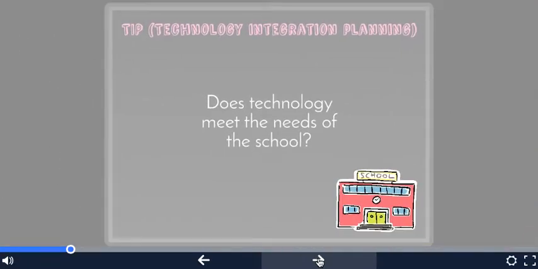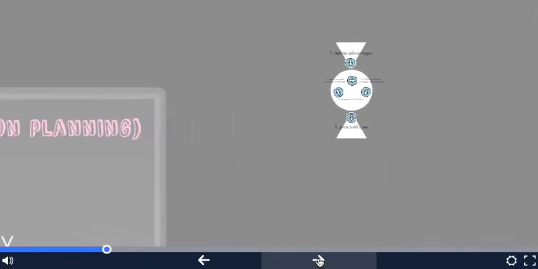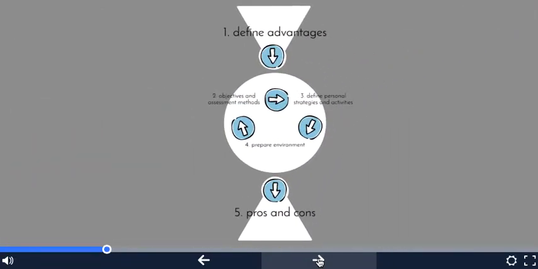So the first framework we're going to look at is called TIP, which stands for Technology Integration Planning Model. The purpose of this model, it asks, does the technology meet the needs of the school? And to determine this, it gives 5 different phases to go through to determine if this technology meets the needs of the school. So this little chart shows how it works.